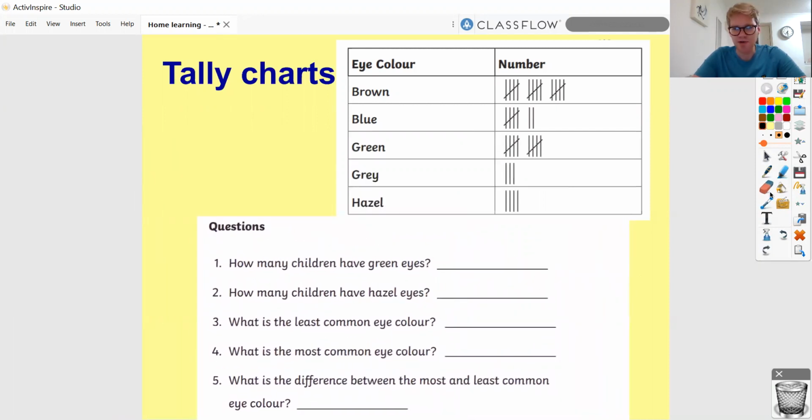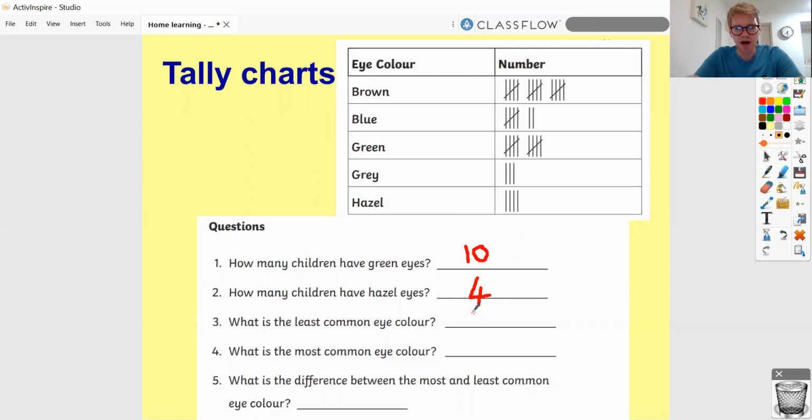Okay, so let's go through some answers for that now. If you haven't already done so, have a quick pause and have a go at those questions. Just a bit of a recap, a sort of freshening up. Had a weekend off, haven't we? How many children have green eyes? That's 10. 2 of those groups of 5 we can see together. How many children have hazel eyes? Well, it's 1, 2, 3, 4.